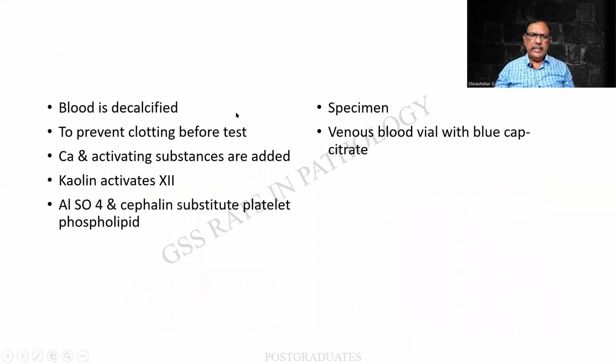The blood is decalcified to prevent clotting before the test. Calcium and activating substances are added. Kaolin activates the factor 12. Also, you find that aluminum sulfate plus cephalin substitute helps in the platelet phospholipid action. So this will be important, these 4 steps.